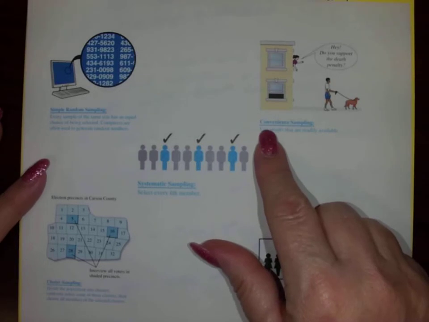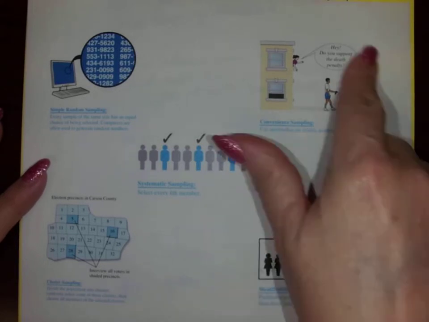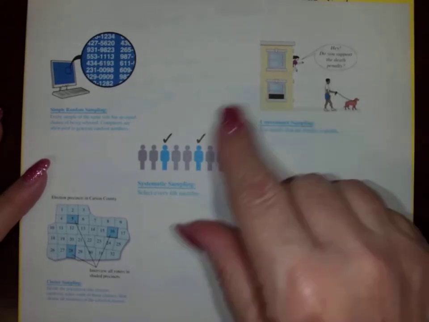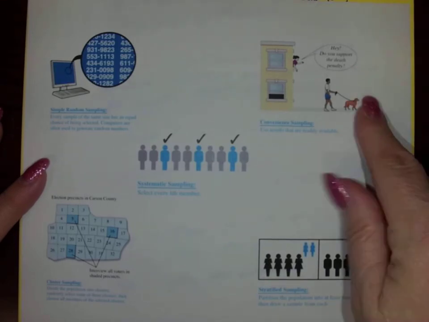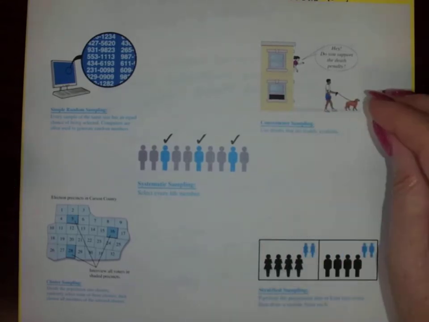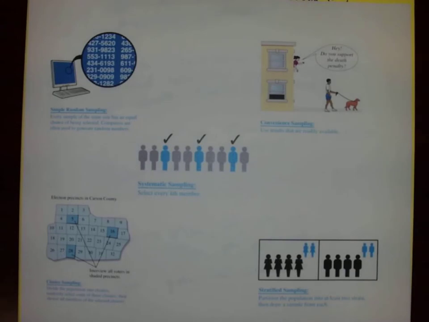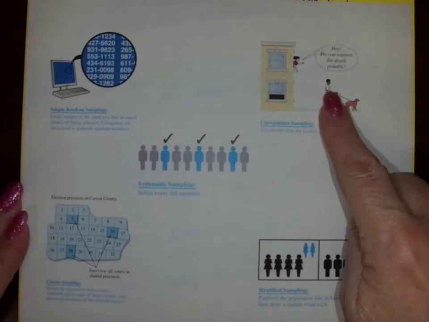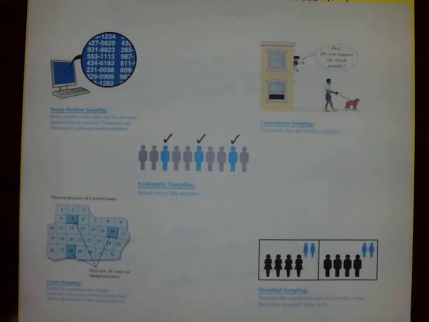There's the convenience sampling. So this is a girl, and she's like, hey, do you support the death penalty? She's picking them because they walked by. So that's where it's convenient. The sample is coming to you. This would be like if you're doing a poll at a grocery store. The people are coming to the store, so they're coming to you.